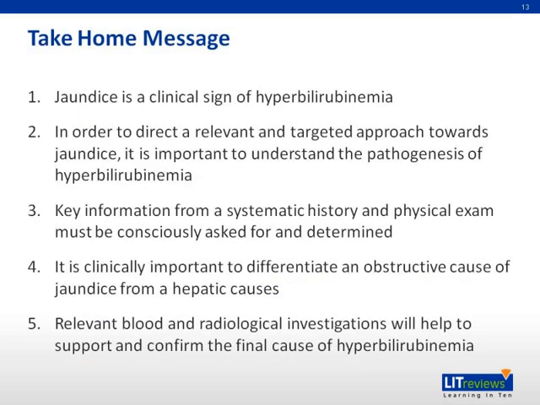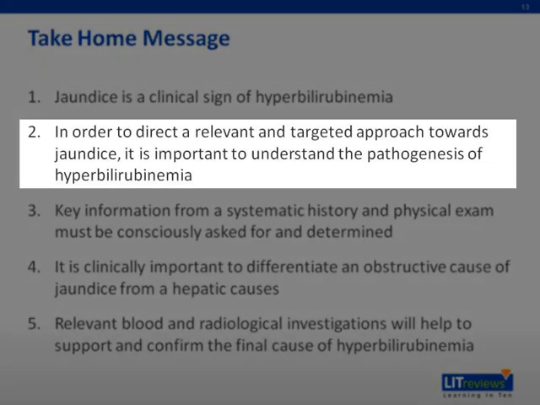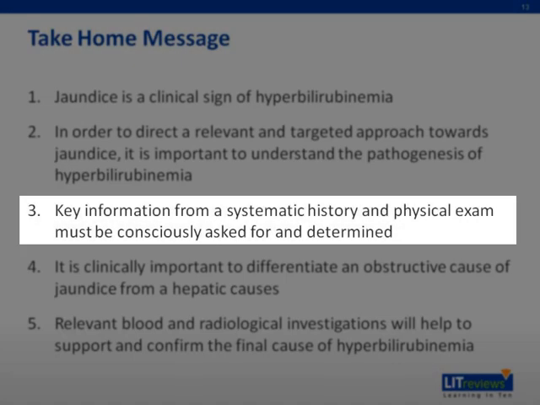This has been a brief overview on the clinical approach to a patient presenting with jaundice. Important take-home messages are as follows. First of all, jaundice is a clinical sign of hyperbilirubinemia. As there are many causes that can result in jaundice, it is important to understand the pathogenesis behind hyperbilirubinemia in order to direct a relevant and targeted approach towards jaundice. To avoid missing important clues, key information must be consciously asked for in the history and inspected and determined during physical exam.